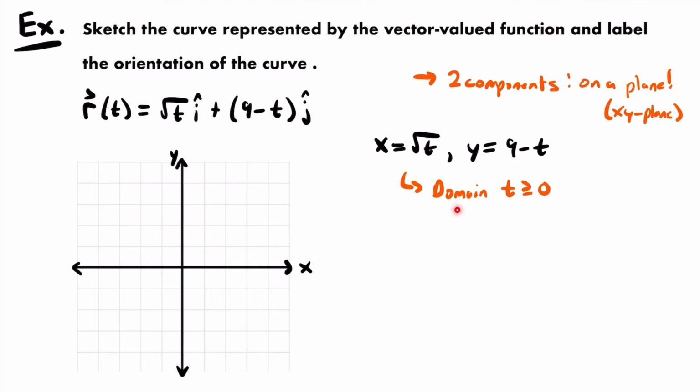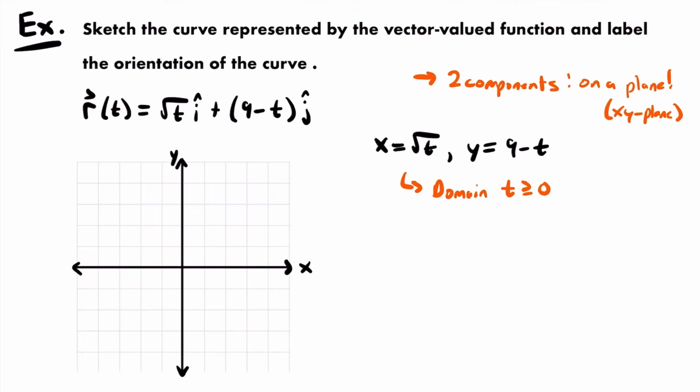Okay, so this is our common domain, and this actually tells us that we will have an initial point, specifically t equals 0 will be our first value of t, and then after that there will be no terminal point. The curve goes on forever because there is no upper bound. We can just keep picking bigger and bigger values of t to plug into the vector function. Okay, so we've identified our components, found the domain.